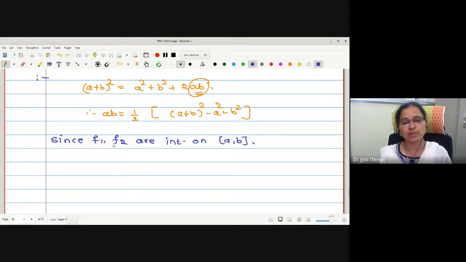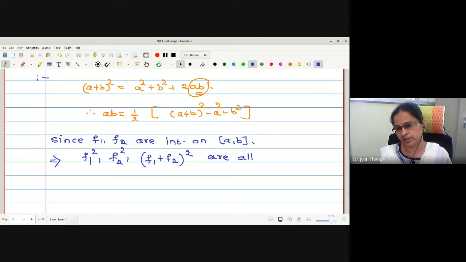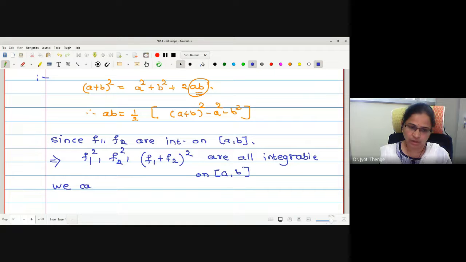If these two are integrable, what about their addition? Integrable, no? Therefore, may I write f1 square, f2 square, (f1 plus f2) bracket square are all integrable on closed interval [a, b]. And if all those are integrable, we can write a product as.